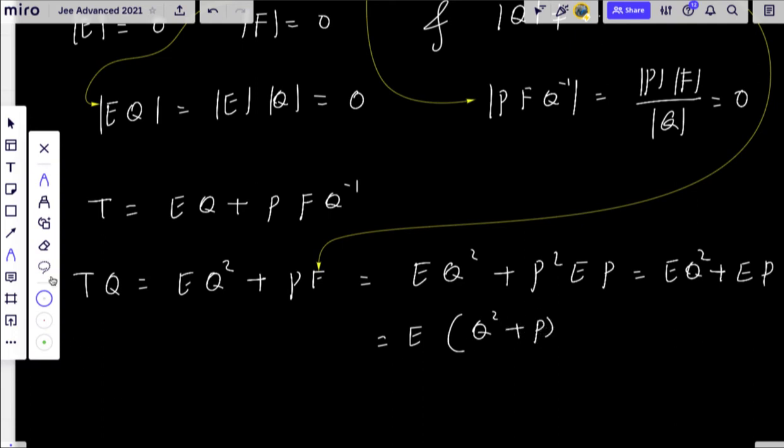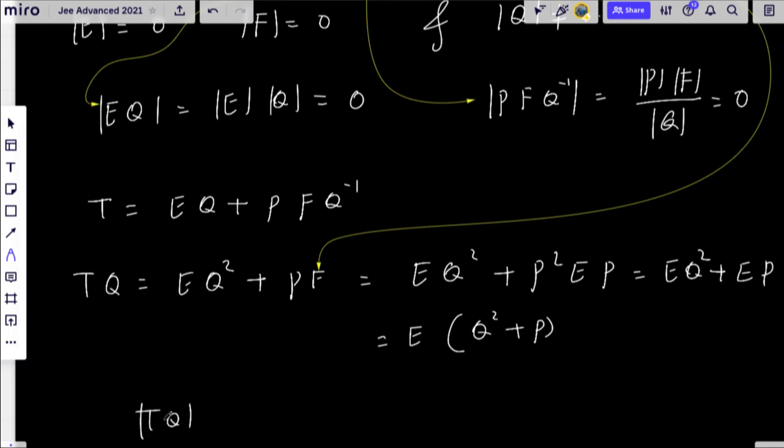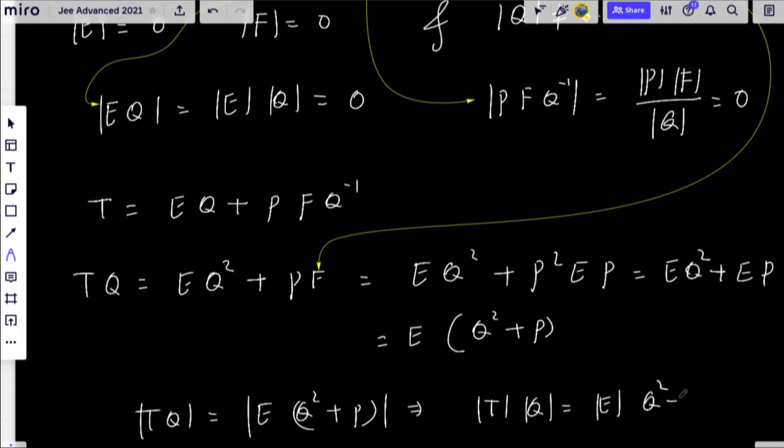And this implies that this is called the determinant of TQ, that is E, determinant of E under bracket Q square plus P. Okay. And this shows that mod T into mod Q is equal to mod E, the determinant, and Q square plus P. That is the determinant.